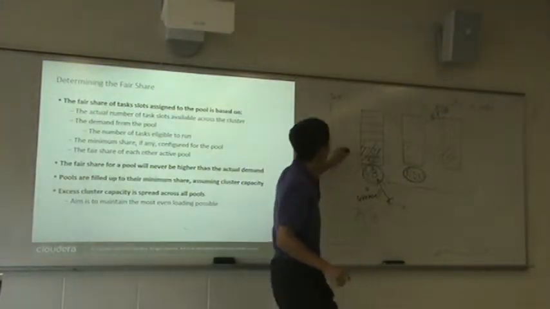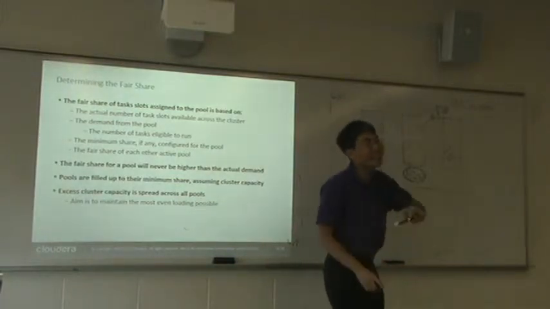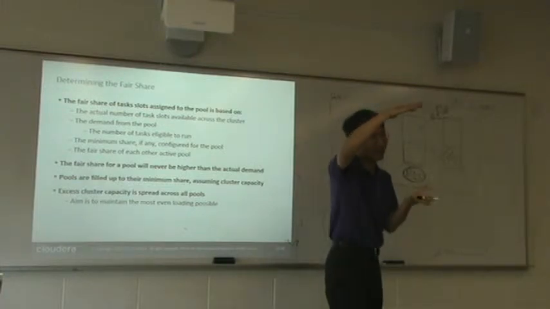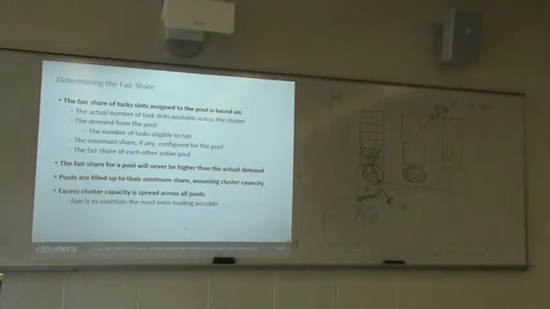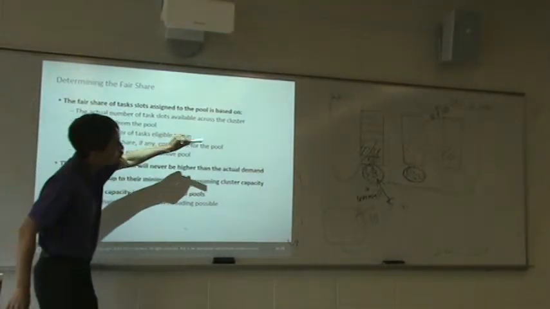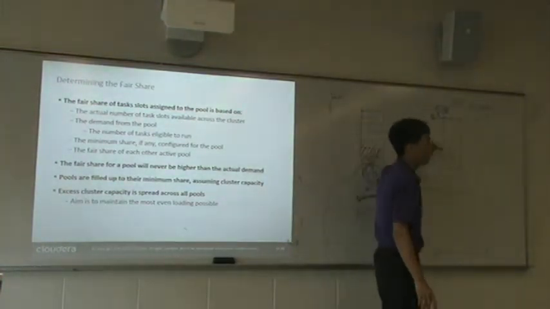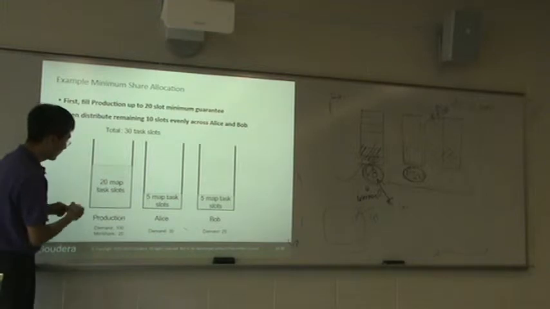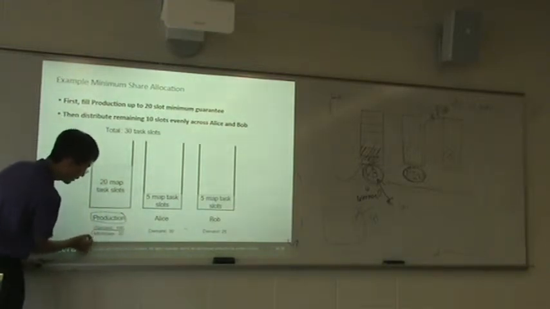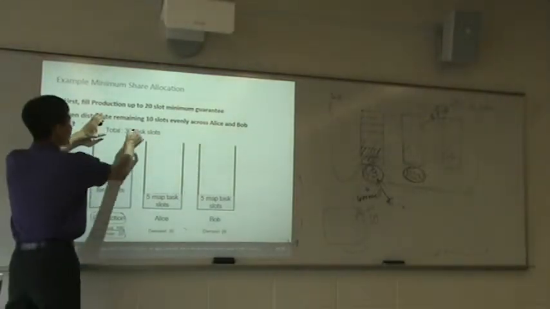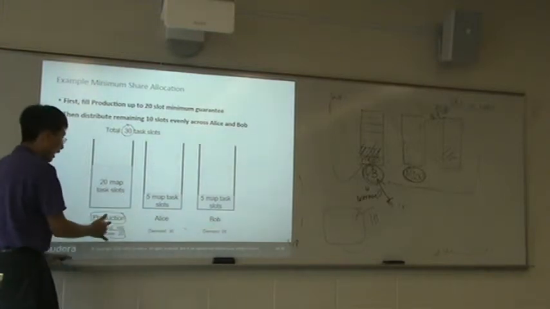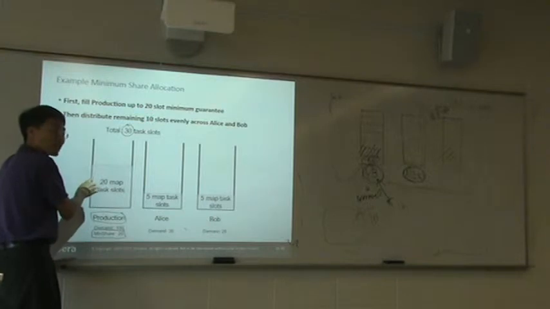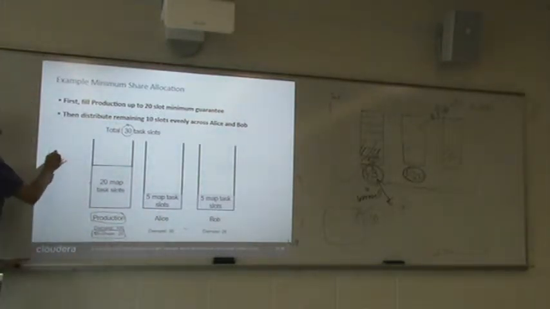However, the total number of assigned jobs cannot exceed the total amount of slots. That doesn't make sense. But across the pools, the amount of slots should be fair. Let's take a look at another example. I define this production pool as special, so it needs at least a minimum share of 20. The total task slots are 30. Even though there's no job or only a very light job, it has at least 20 first. Take the 20. Then what is the remainder? The 10. Using the 10, we are going to be fair.